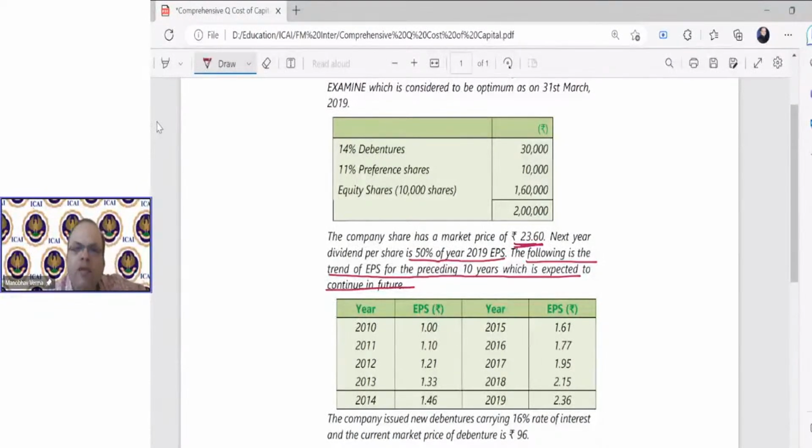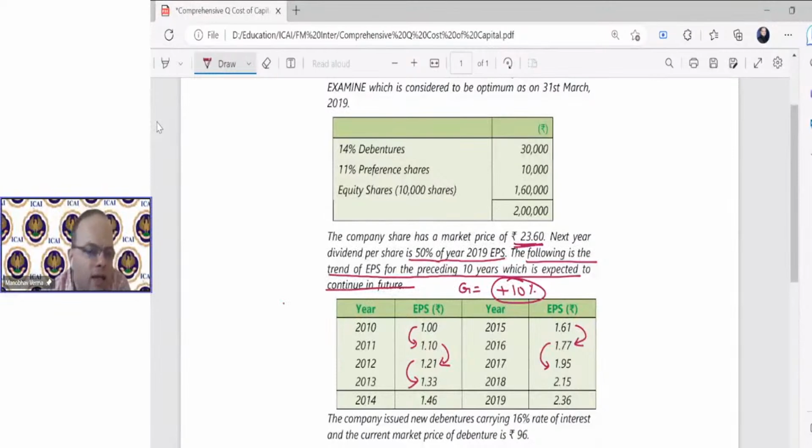So if you see carefully, guys, over the last 10 years, can you see some growth rate here? 1 to 1.1, 1.1 to 1.21. So these are EPS, 1.21 to 1.33. Look at the recent years also. 1.61 plus 10%, 1.77 plus 10%. So all the years EPS are going up by a 10% marginal increase. So can we say my growth rate is 10%, guys? Right?